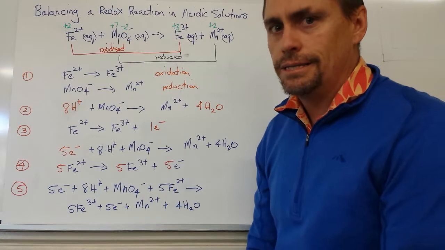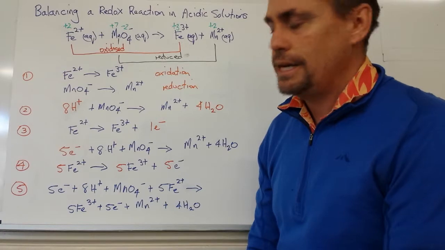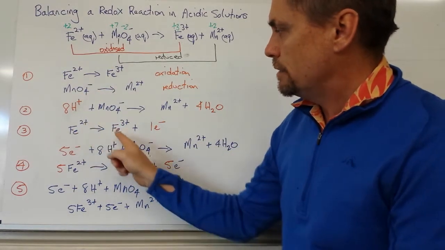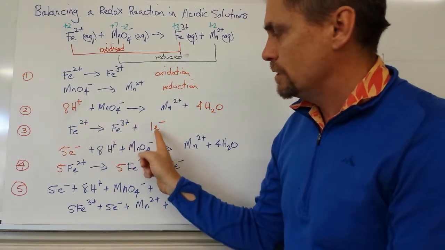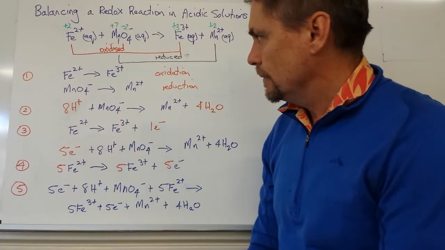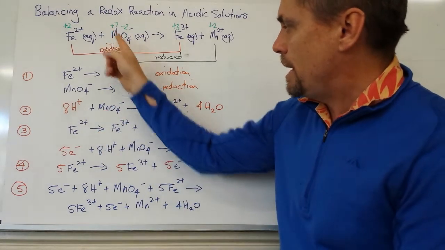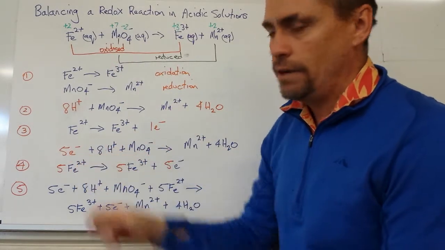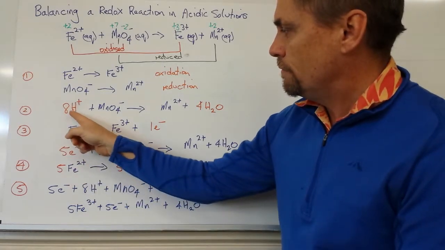The next step is to balance our charge, and we do that by adding electrons to one side or the other. So if we take our first half reaction, iron 2+ to iron 3+, we've gone from 2+ to 3+, so we've lost an electron, and we place that electron on the deficient side. In our second half reaction, we've gone from +7 on our manganese to +2 on our manganese, so we've had to take in 5 electrons to do that. So we add the 5 electrons to the left-hand side of this equation.